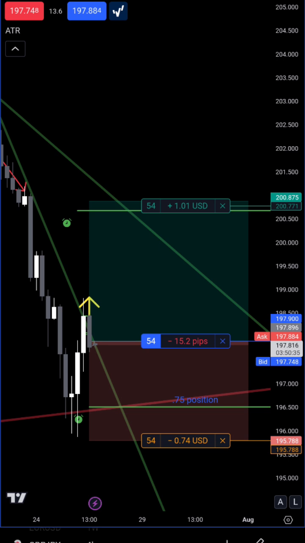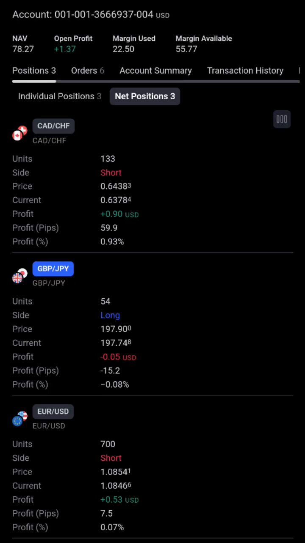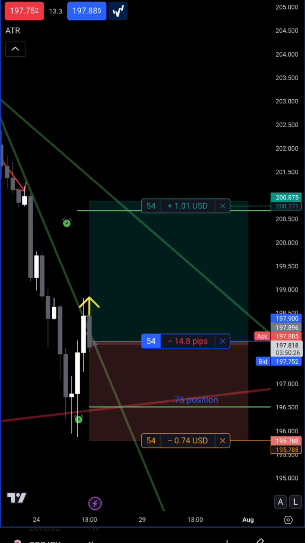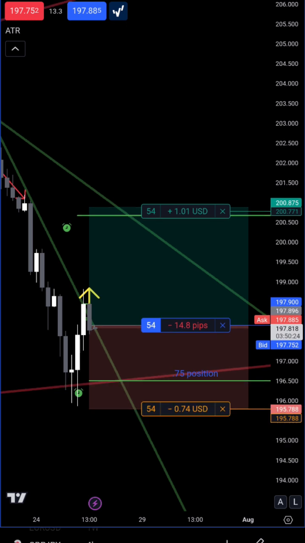And I've grown a $50 account to 78. So yeah, there's that. Slow and steady gains. That's all that matters.